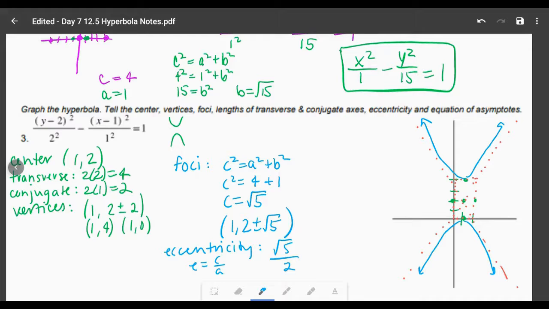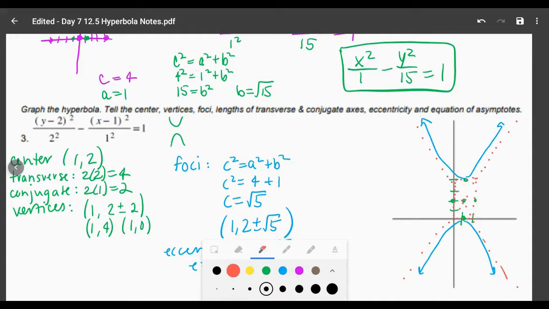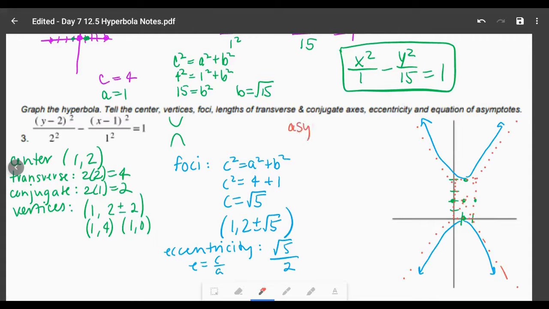The last thing we need to find are the asymptotes. And the asymptotes are going to be your diagonal lines. But we know that they have to go through the point (1, 2). So we know the y minus 2 and the x minus 1 have to be there. Now we just have to focus on the slope. So it's plus or minus whatever the change in y over the change in x is. So the change in y is going to be 2. Change in x is going to be 1. So 2 over 1.